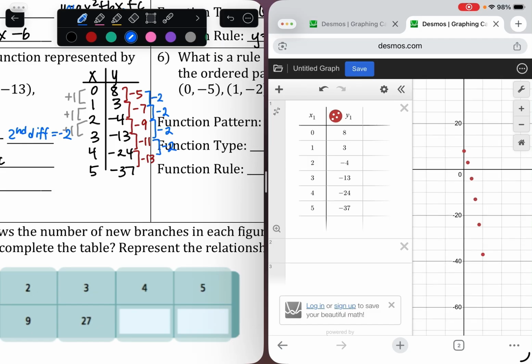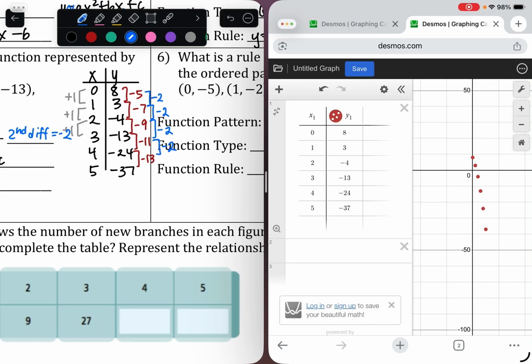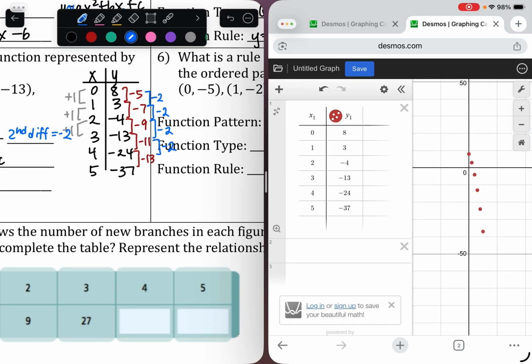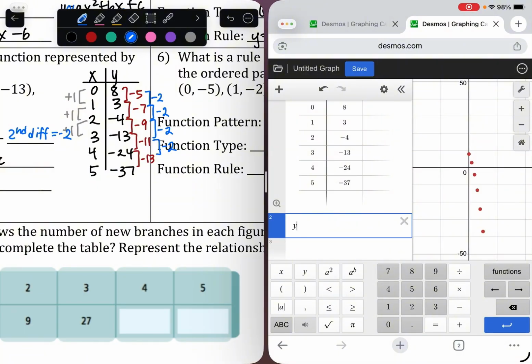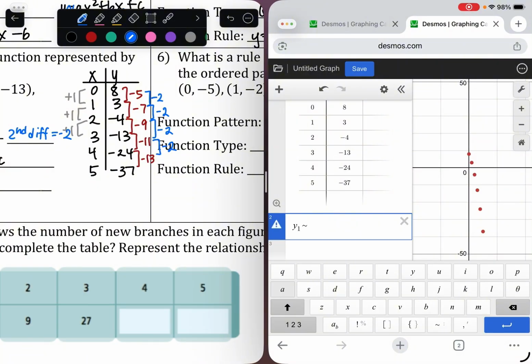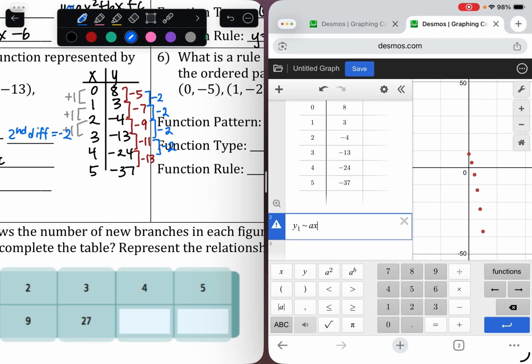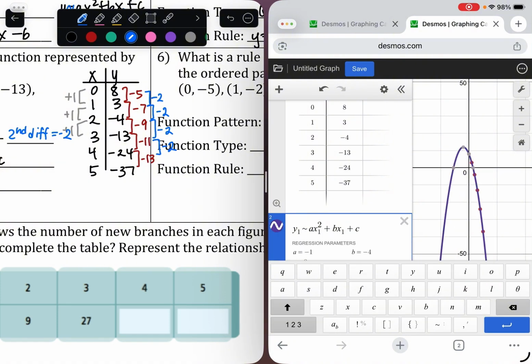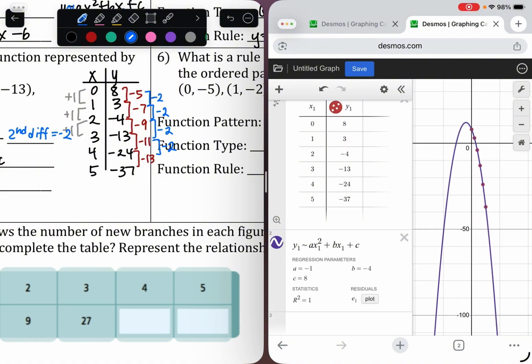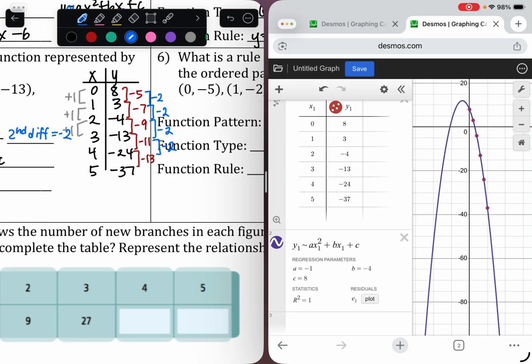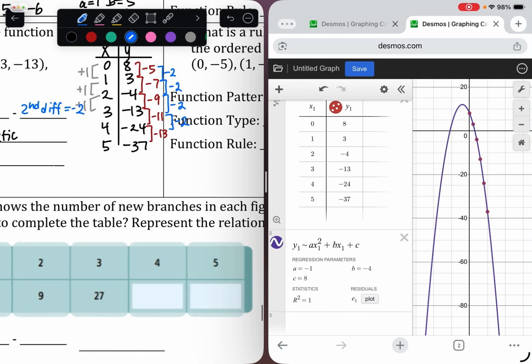It's not a good picture because we don't have the full picture of the quadratic, but after we get our equation, y1 tilde a x1 squared plus b x1 plus c, you can see that our quadratic does go through those points. You may have been noticing that throughout, but I didn't point it out.